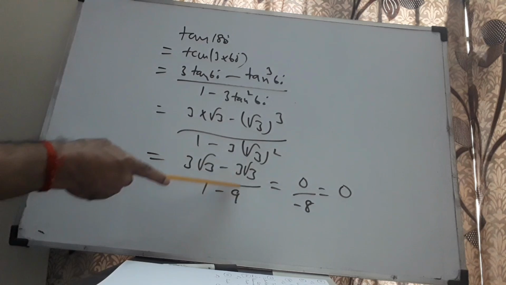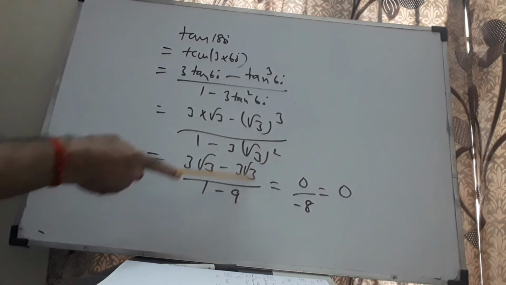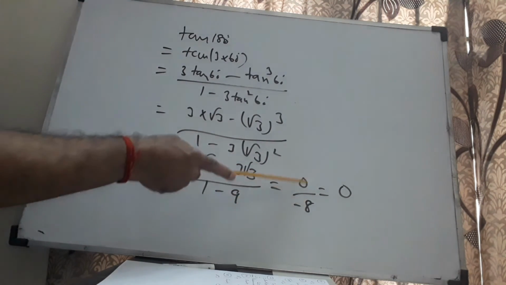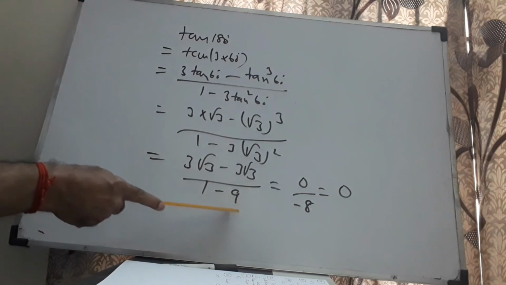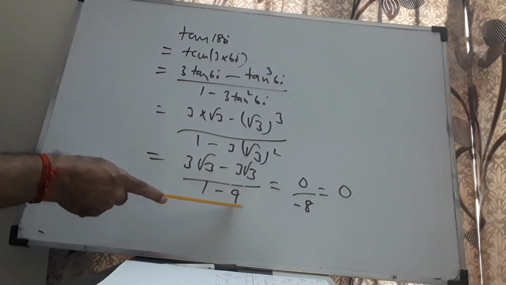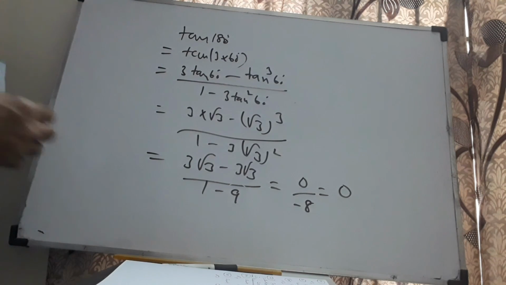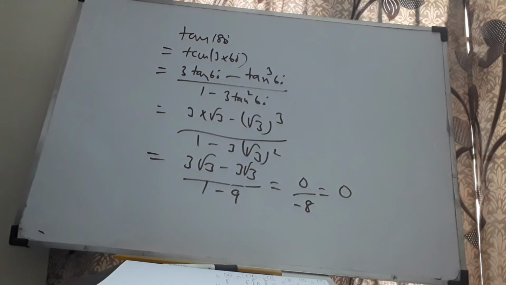By mistake I wrote it as 27 here. It is not 3 into 9, it is 3 into 3. Sorry. Therefore it is 0 by a non-zero quantity, which gets reduced to 0. I repeat, instead of 9 I wrote 27 here. That's a small correction here. See the correction and then learn.